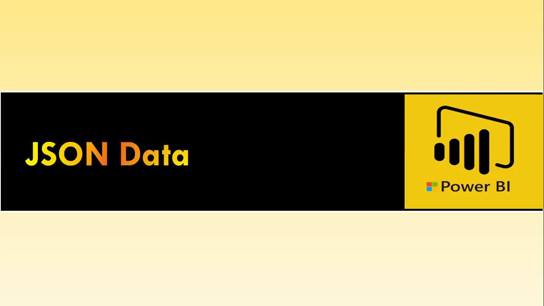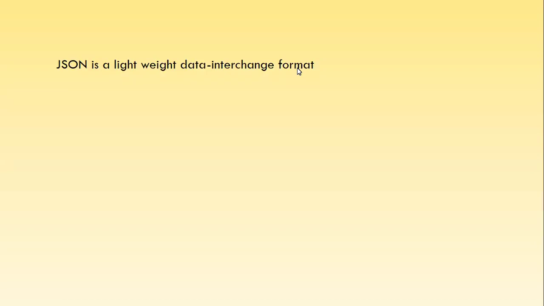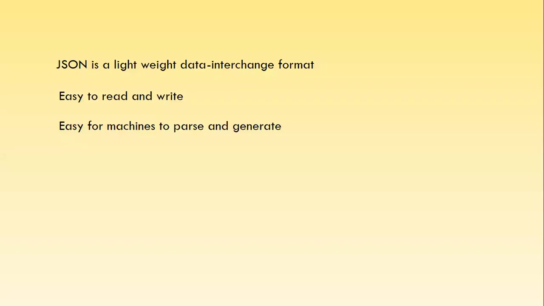So JSON data is a lightweight data interchange format, easy to read and write, and easy for machines to parse and generate. It is composed of key and value pairs.